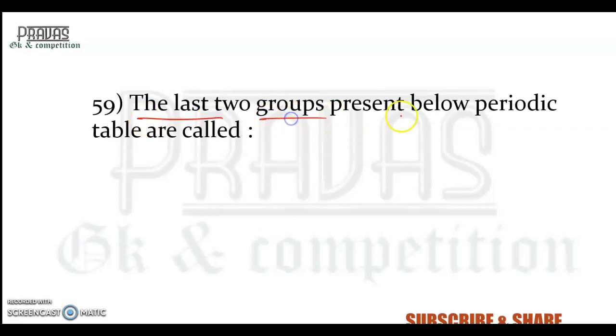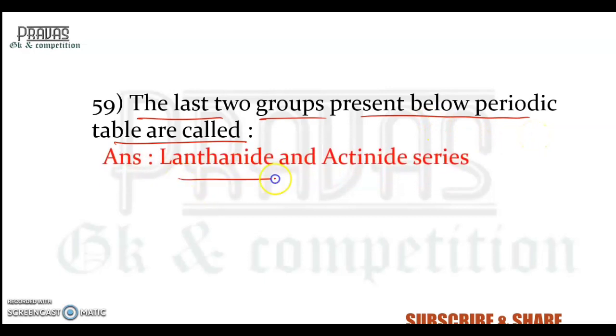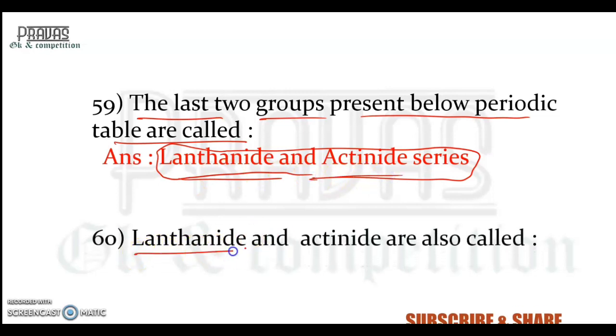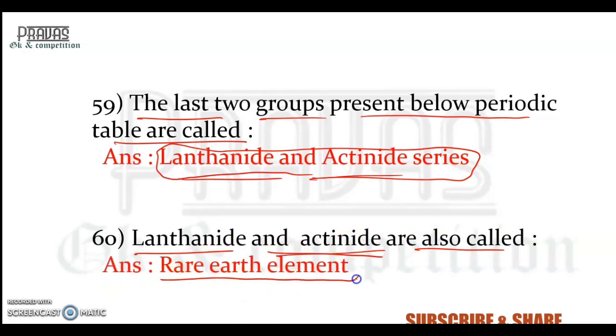The last two groups present below the periodic table are called lanthanide and actinide series. And the last question: lanthanide and actinide are also called rare earth elements. This is the last question.